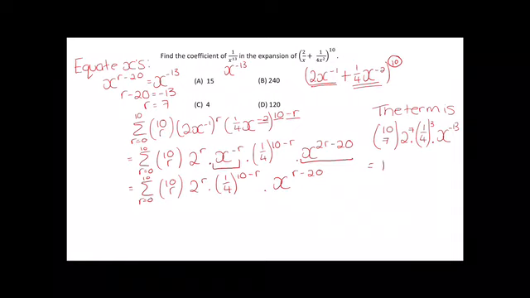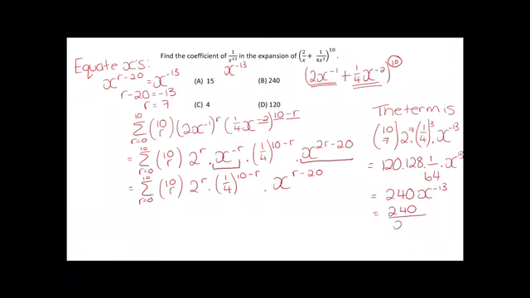So 10 choose 7 is 120. 2 to the power of 7 is 128. A quarter cubed is 1 over 64, and then we've got our x to the negative 13. If I then multiply all that together, I end up with 240 x to the negative 13, which is the same as 240 over x to the power of 13. That's what we've been looking for. So the coefficient of 1 over x to the power of 13 is 240. So B is your answer for question 4.